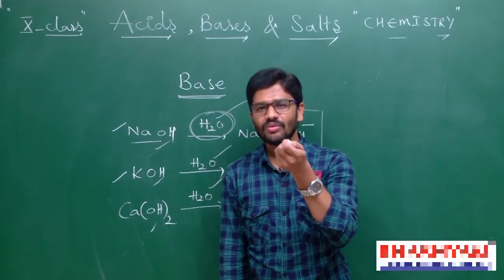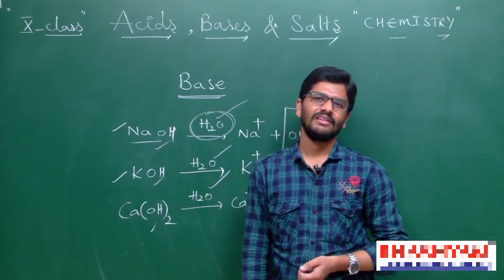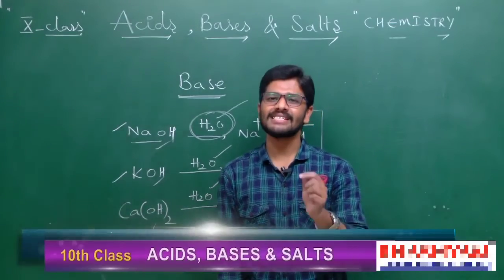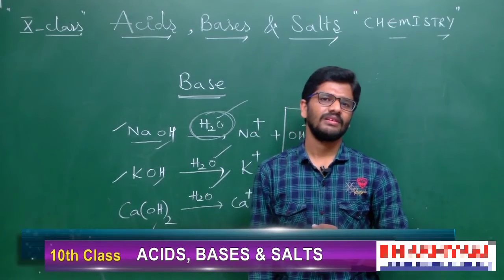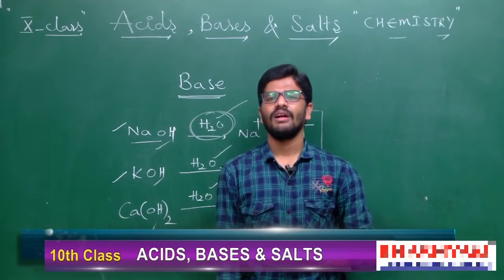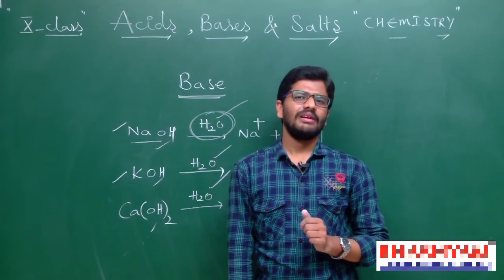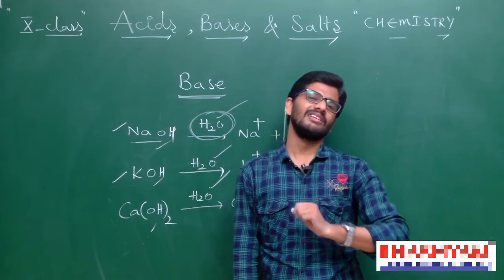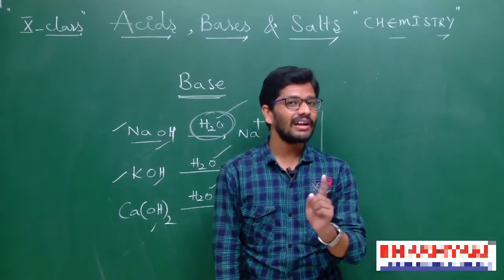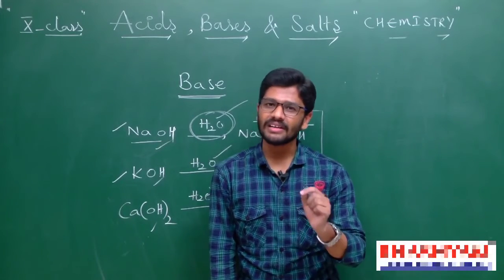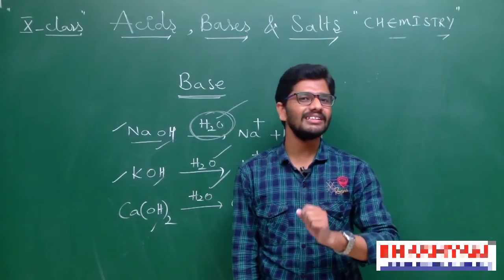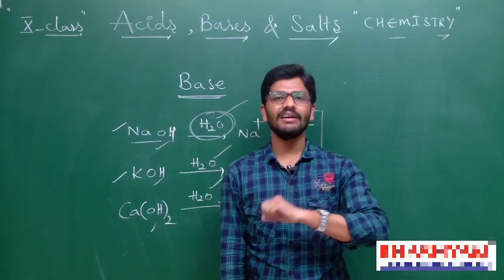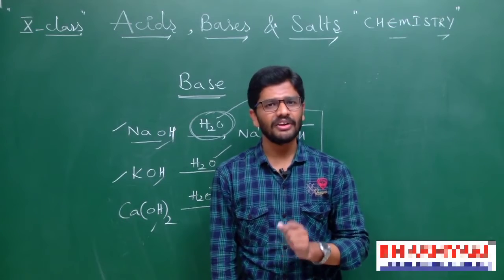Further, I give one sentence. So what is the relation between acid and base? It is nothing but: all alkalis are bases, but all bases are not alkalis. All alkalis are bases, but all bases are not alkalis. Okay, students, this is the relation between alkali and base. Are you getting my point?